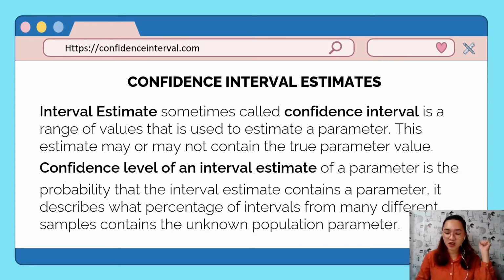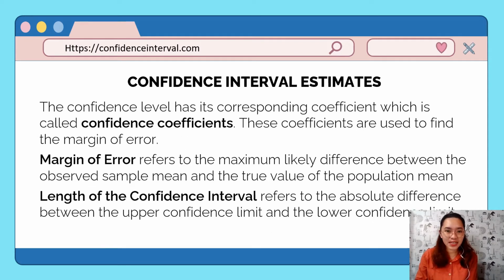So there are three commonly used confidence intervals. We have the 90%, 95%, and 99% confidence interval. So the confidence level has its corresponding coefficient, which is called confidence coefficient. So these coefficients are used to find the margin of error. The margin of error naman na to, it refers to the maximum likely difference between our observed sample mean and the true value of the population.